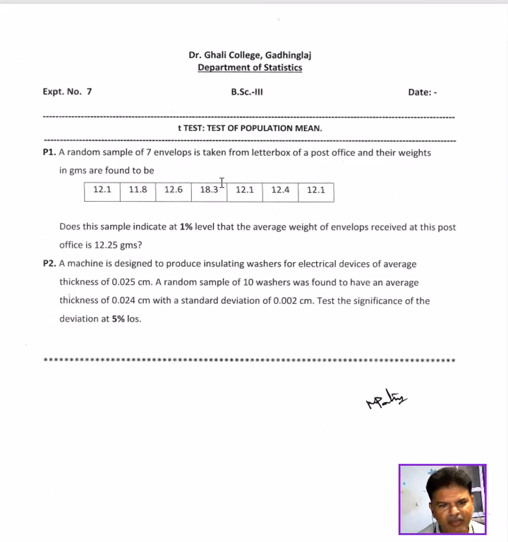First read problem number 1 and then we can see how to solve this example. This is the example related with the test of population mean. A random sample of 7 envelopes is taken from the letterbox of a post office and their weights in grams are found to be as given. Does this sample indicate at 1% level that the average weight of envelopes received at this post office is 12.25 grams? So how to solve this?